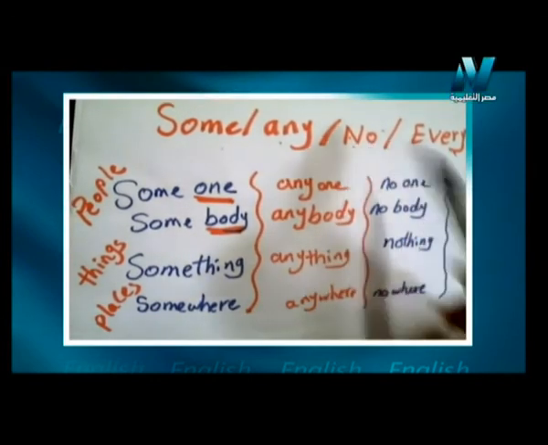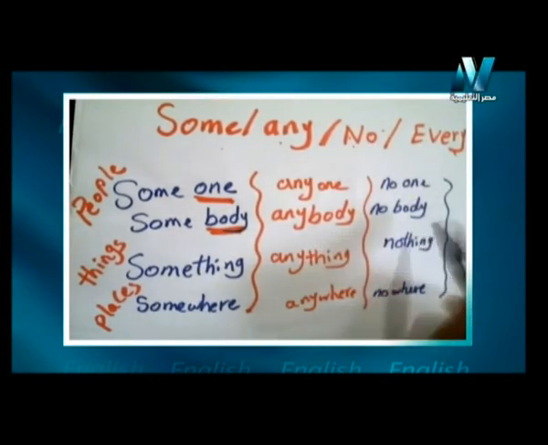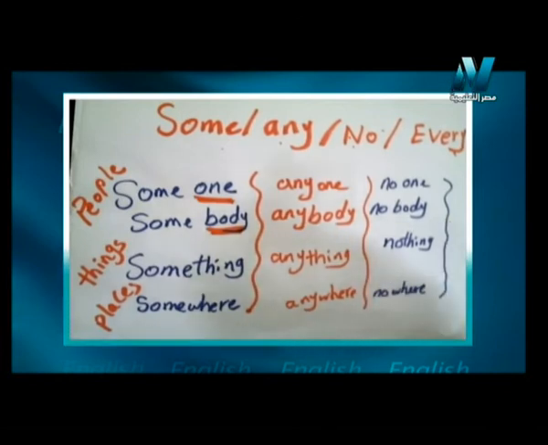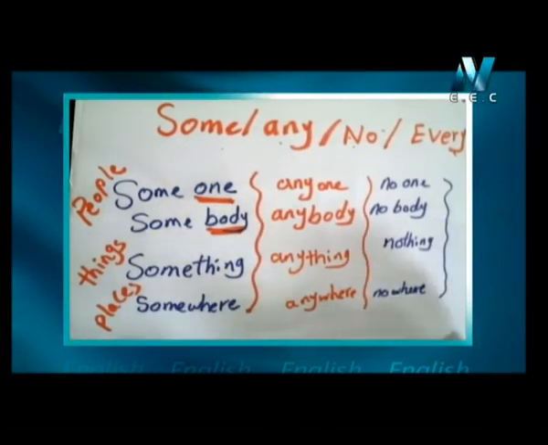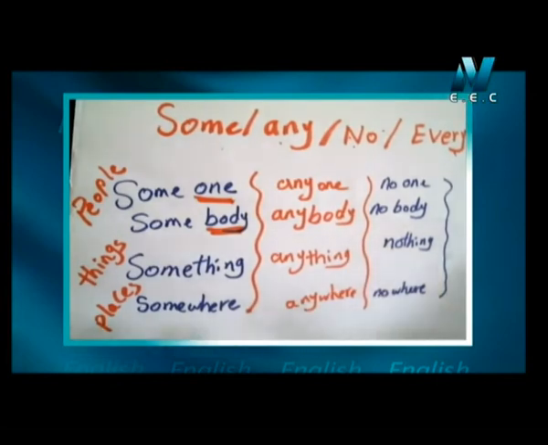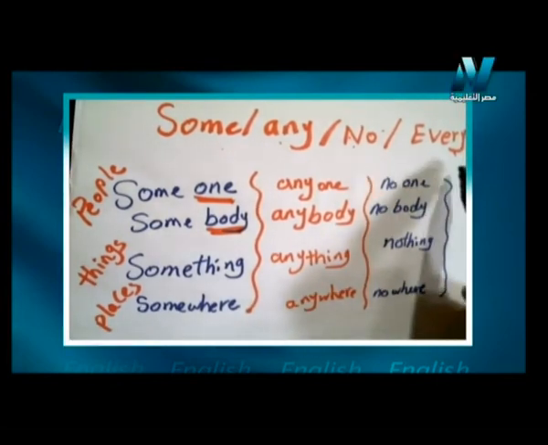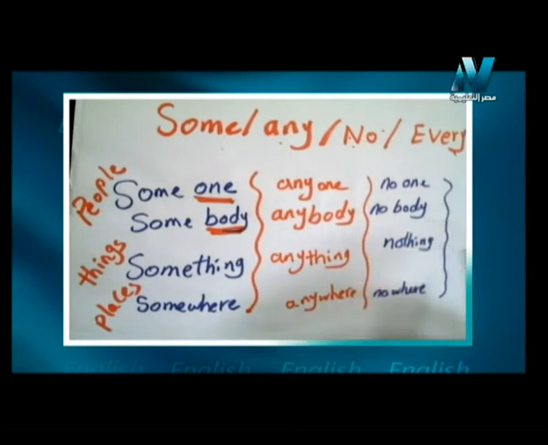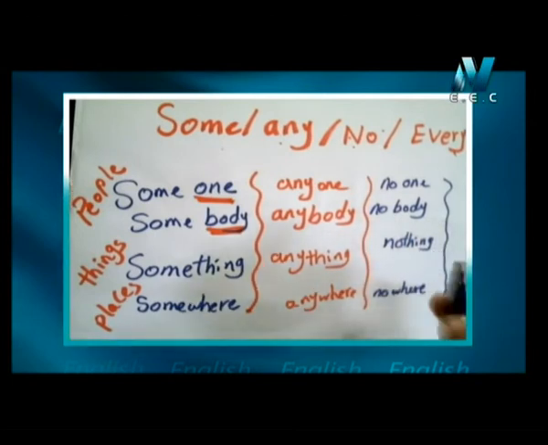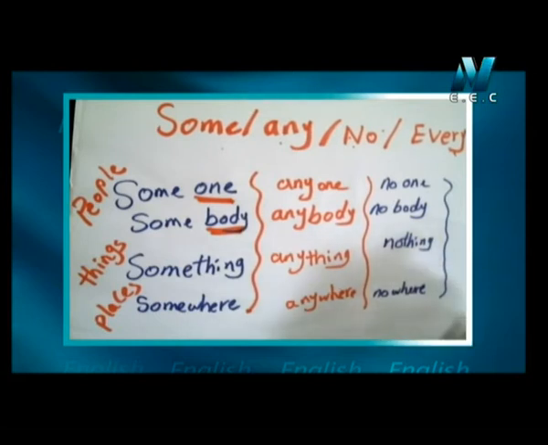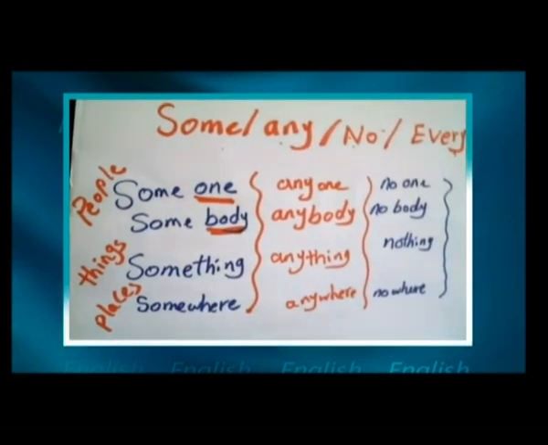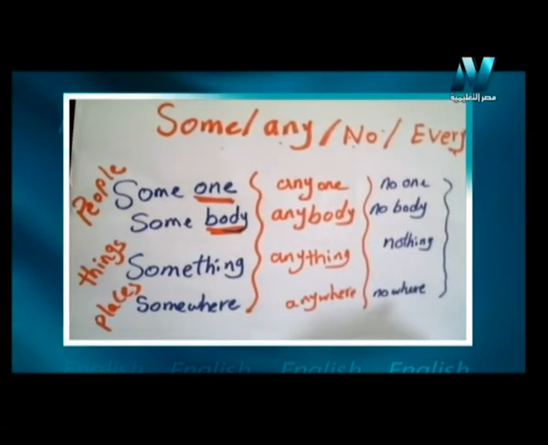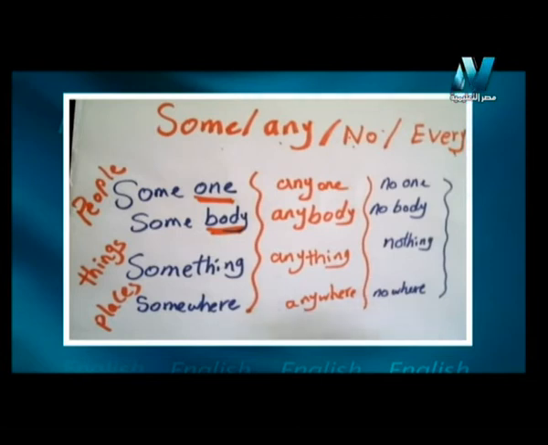No, no one or nobody, لا أحد. Nothing, لا شيء. Nowhere, I'm speaking about nowhere, يعني لا مكان. Everyone or everybody, كل شخص. Everything, كل شيء. Everywhere, كل مكان. So, some, any, no, and every, I can use them to speak about people, things, and places.